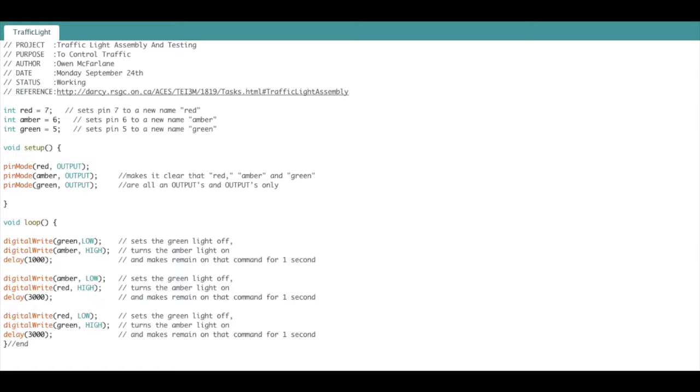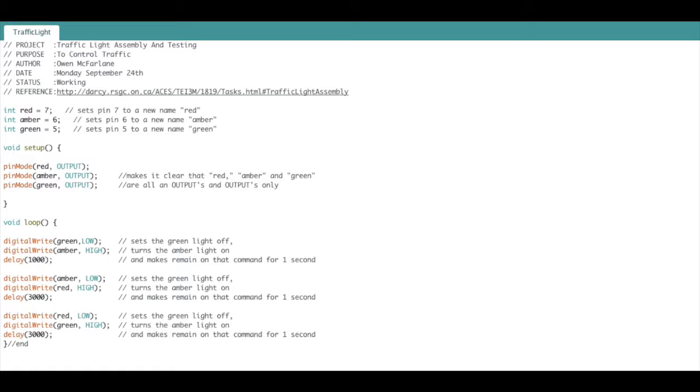Afterwards, you can see the void loop. This is where I show how long the LEDs are on for, low and high. As you can see at the beginning, the green LED starts off at low, and then the amber LED goes to high with a delay of 1,000. That translates to 1 second.